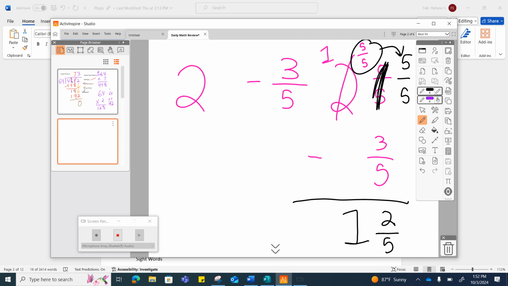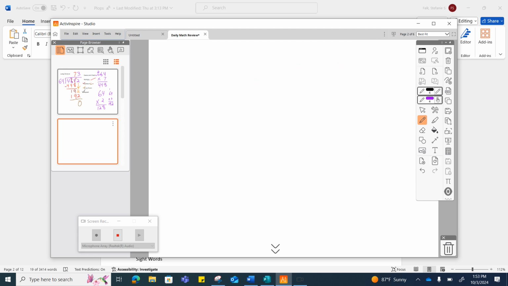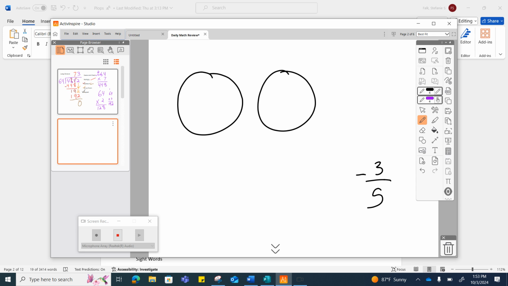Can I show you one other thing with this? You might like this at home, you might not. I'm going to start with 2 whole things. I want to take away 3/5. I could break this whole into sixths, fourths, or halves, but I'm going to break it into fifths, because 3/5.